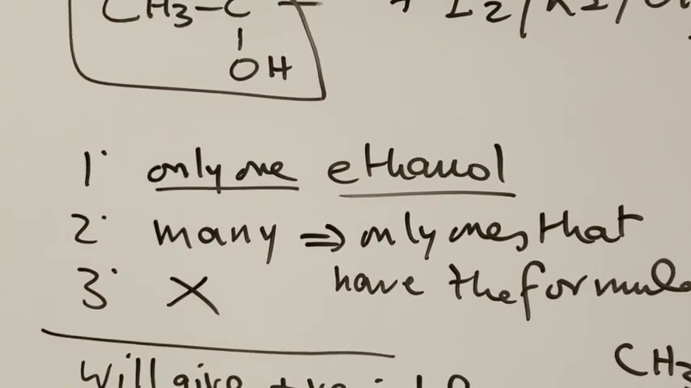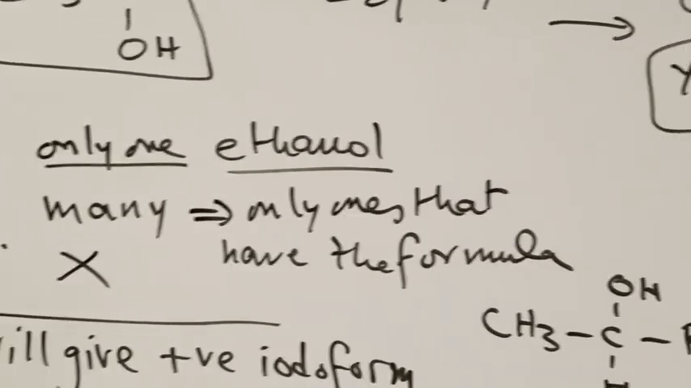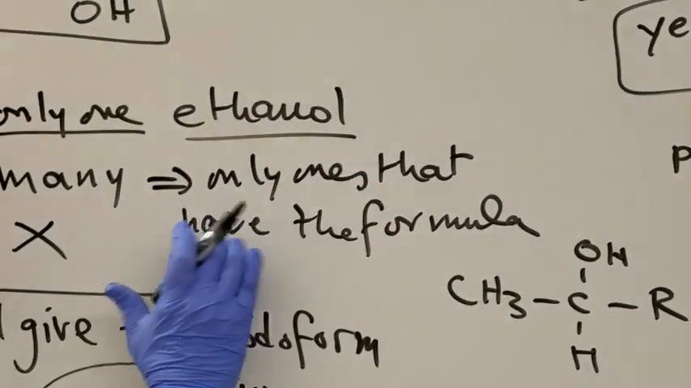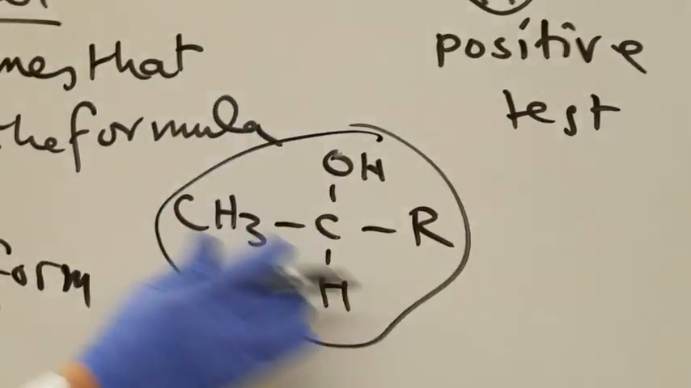Secondary alcohols, there are many. How many? We don't know. There can be an infinite number, but not all of them. Why? Because we need to have this formula, which means CH3, carbon OH, H.